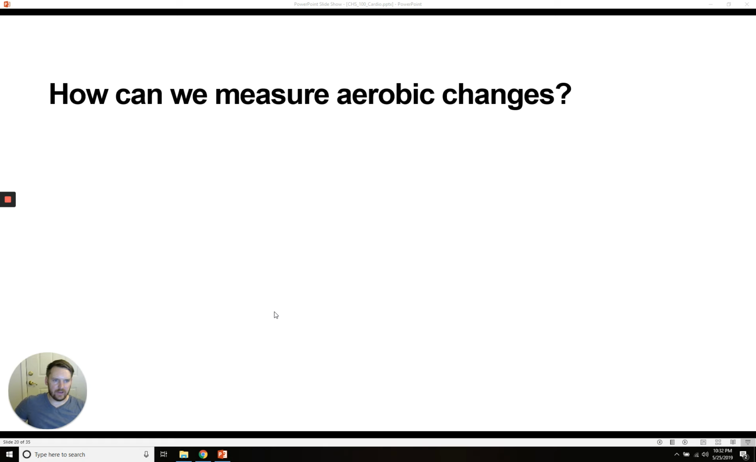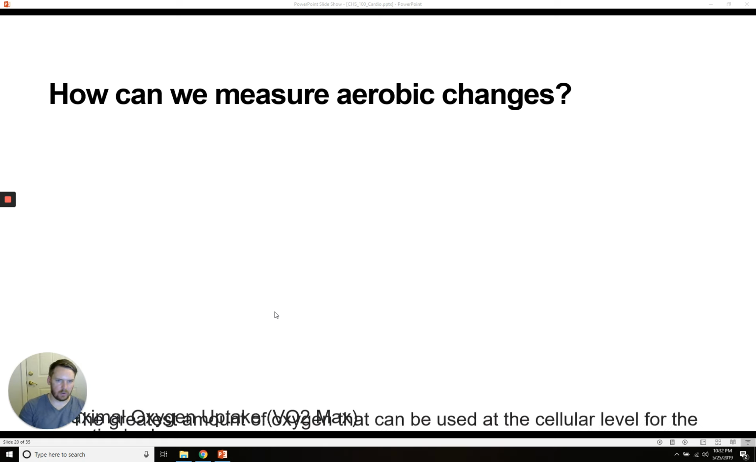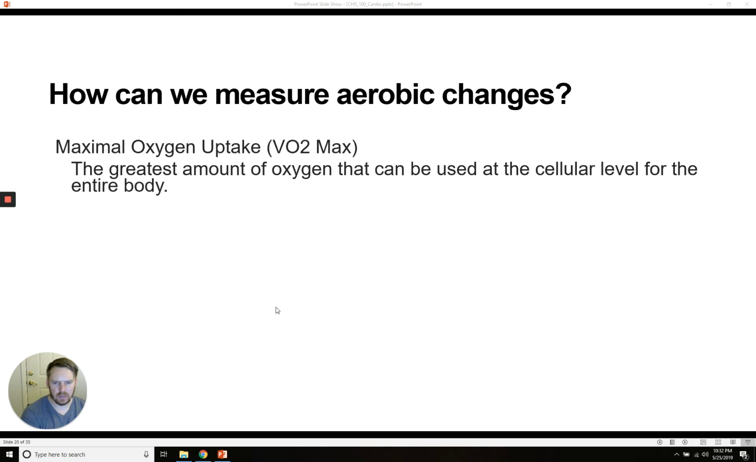So how can we measure aerobic changes through our fitness programs? There are a few very common ones. I'm going to cover the main ones here. The first one is maximal oxygen uptake, also known as VO2 max. VO2 max is the greatest amount of oxygen that can be utilized at the cellular level for the entire body.